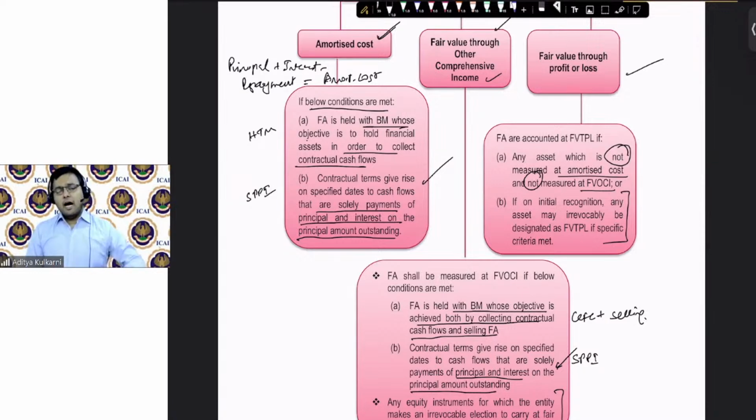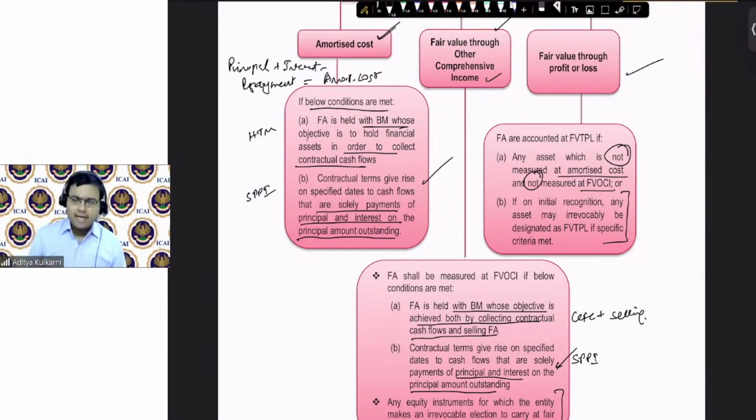Sir, did you pay any principal? No, I did not pay any principal. I just purchased the share. Okay, any repayment of interest? The answer again to that is no. Okay. So nothing is there that suggests that you pass the SPPI test.